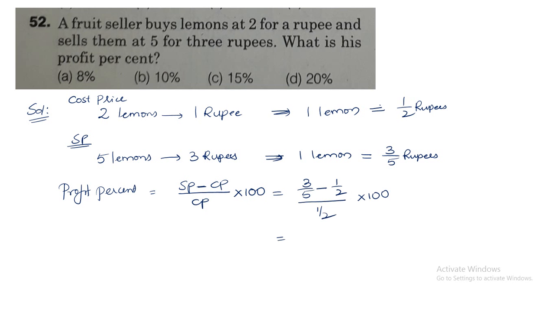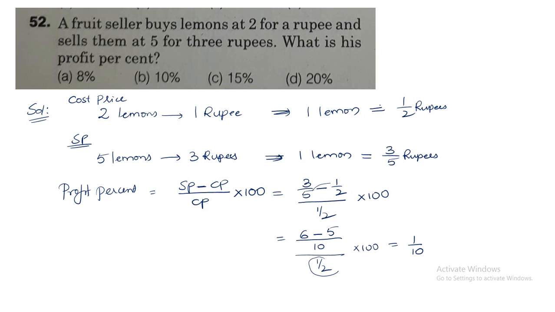Now in the numerator we are having the denominators as 5 and 2. Now we need to take the LCM. Then what is the LCM of 5 and 2? So the LCM of 5 and 2 is 10. Then directly we can cross multiply it. 3 2s are 6 minus 5 1s are 5, whole divided by 1 by 2 into 100. Now if you want to simplify, 6 minus 5 is 1 divided by 10.